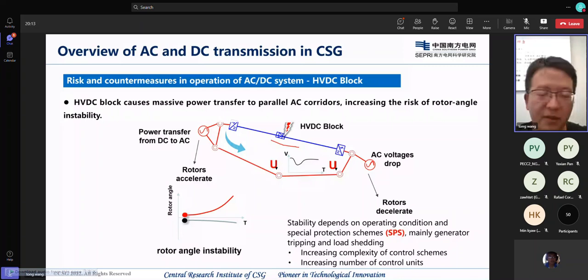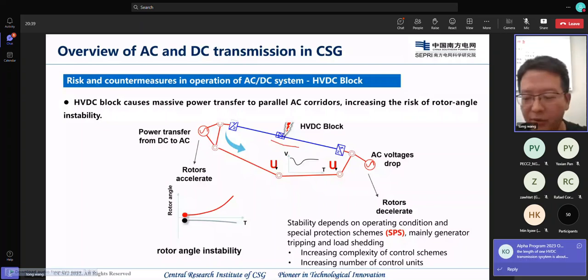Therefore, to deal with this, we design stability measures called special protection schemes, meaning generator tripping and load shedding to control our system. But it may increase the complexity of control schemes and also the number of control units, which I will talk about later.